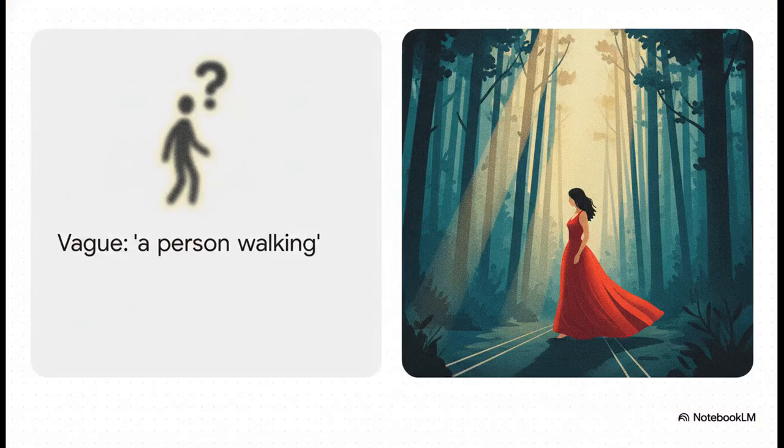This comparison right here says it all. On the left, you've got a person walking. I mean, the AI has to guess everything, right? But look at the right. We've given it the whole shebang. The shot type, the subject, the environment, the lighting, even how the camera should move. That right there, that level of specificity, that's the secret.